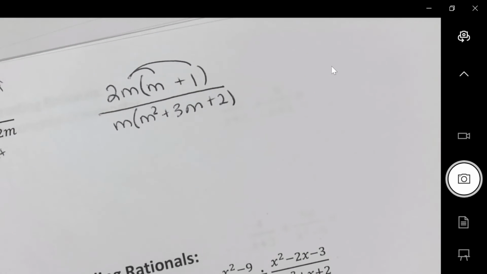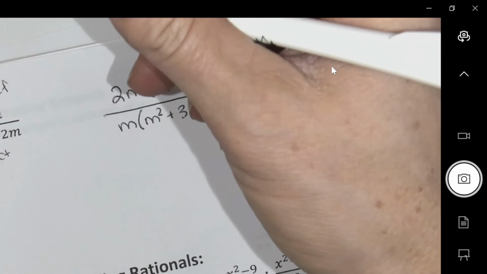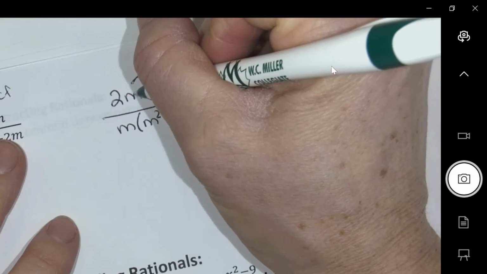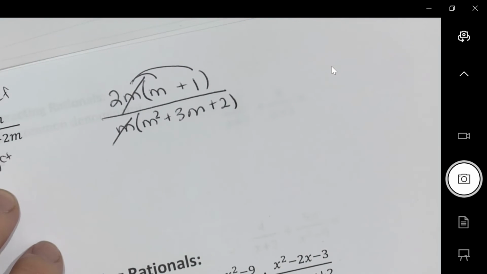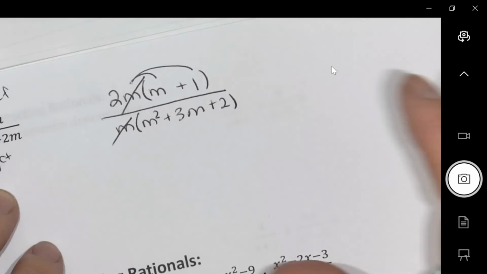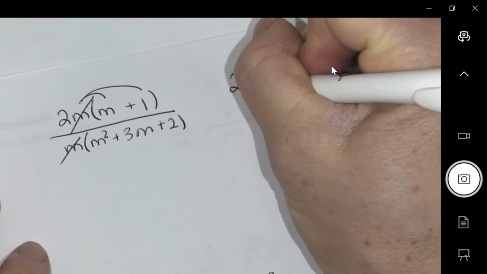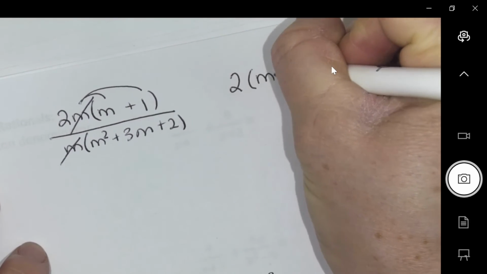Okay, are we understanding at this point I could cancel that M? There's a 2 in front of it, so I didn't cross that off because that doesn't cancel. So it will still be there. Okay, 2 is still there. M plus 1 is still there.